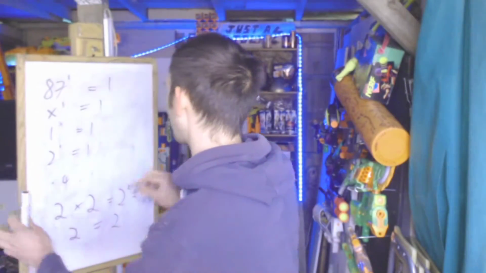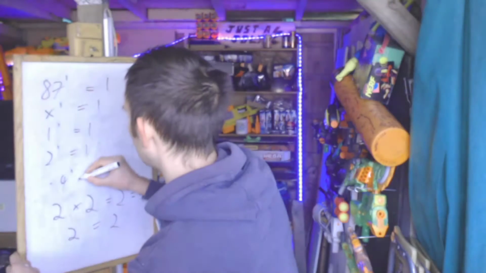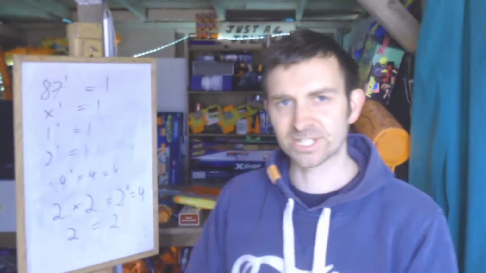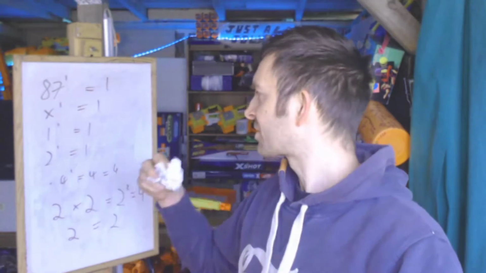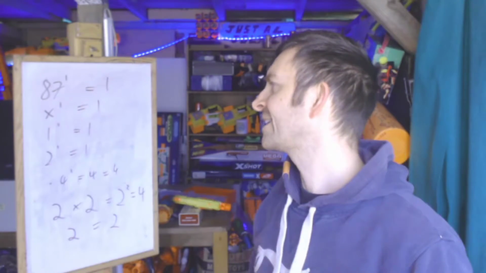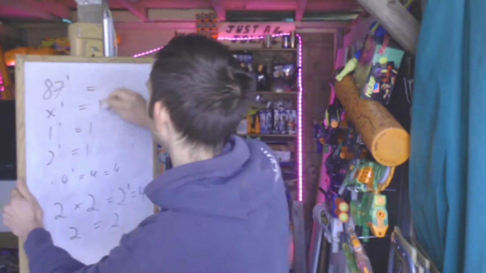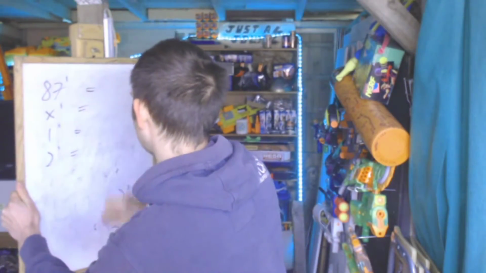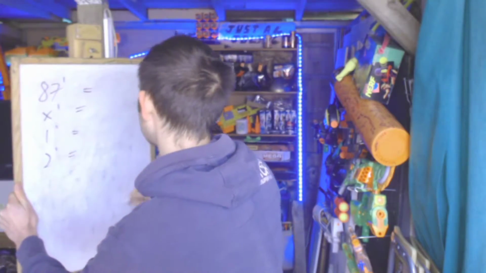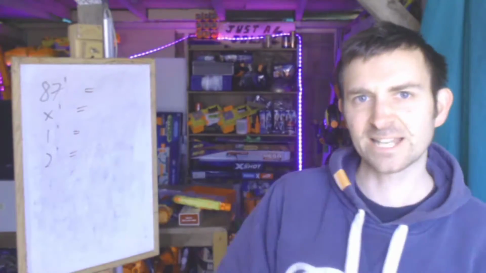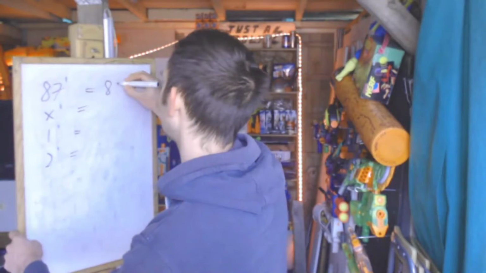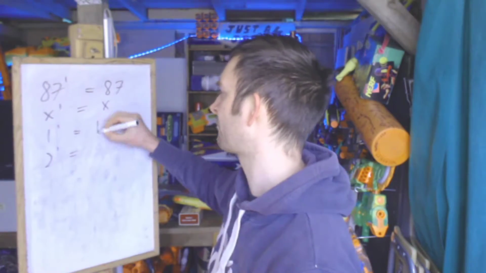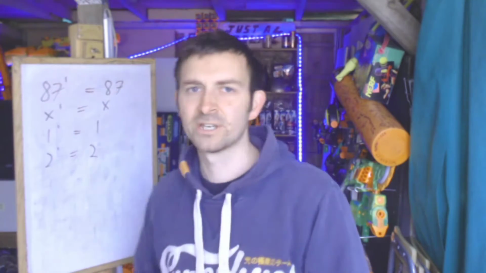So 4 to the power of 1 just equals 4. There's no real change there. So let's take a look at this. 87 to the power of 1, in that case, is not going to be 87 times 87. It's just going to be 87. So 87 to the power of 1 is just going to be 87. X to the power of 1 is going to be x. 1 to the power of 1 is going to be 1. 2 to the power of 1 is going to be 2.